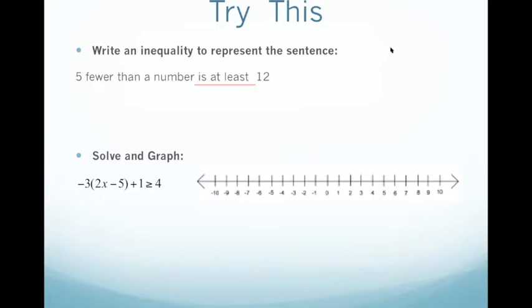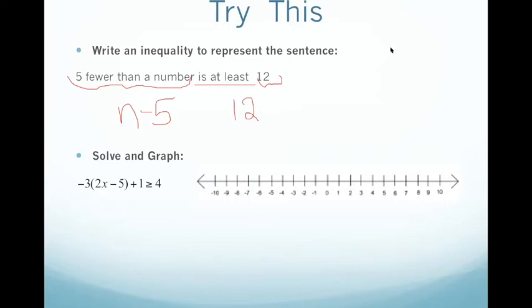So the first step to writing this inequality, I need to write this expression. You should have 2 expressions, one on either side of your comparison sign. So 5 fewer than a number, fewer is one of those that goes backwards. 5 fewer means I'm subtracting 5 from something. Subtracting it from what? From a number. We want to put a variable. It doesn't matter which variable you use. Maybe we'll use n for number. Is at least, that's going to be our comparison sign, 12.